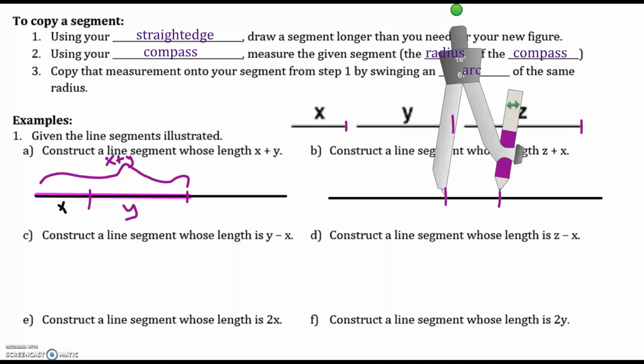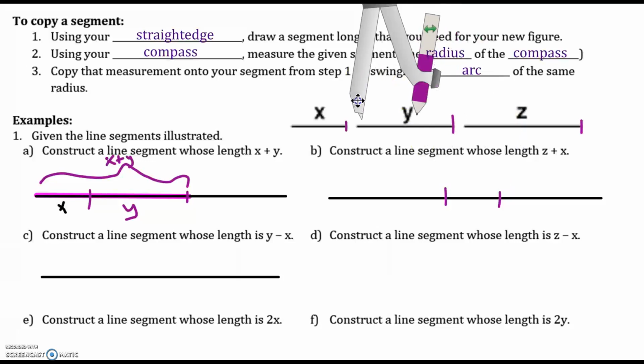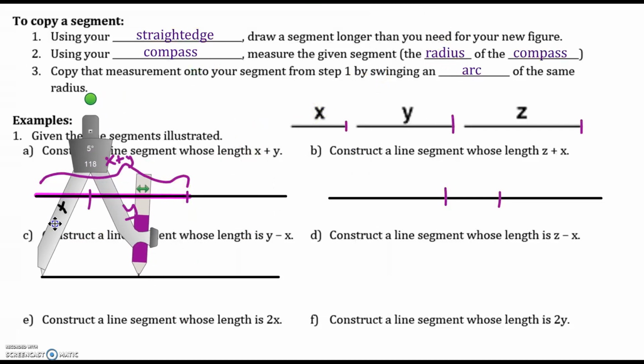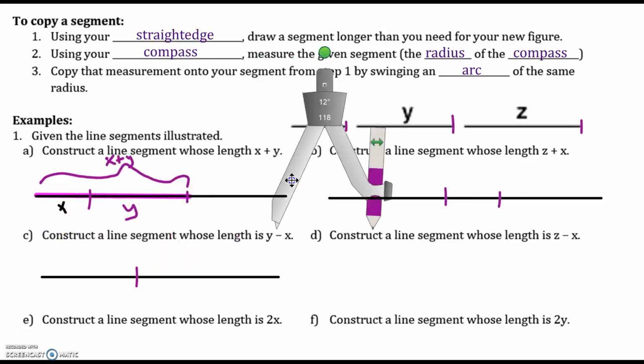Now, for the next two, we need to be subtracting. So we're going to start, like always, by giving ourselves a segment to start from, and by measuring the first of the given information. So this one's y minus x. We're going to start with the y. So we're going to measure segment y on our originals using our compass. So back to y. Measure exactly how long it is. And then bring that measurement down to your answer. And there's segment y.